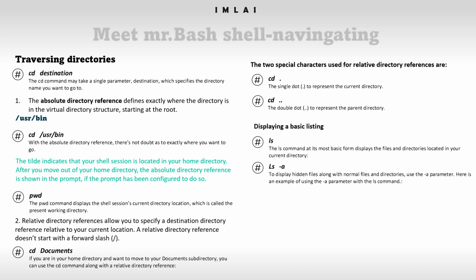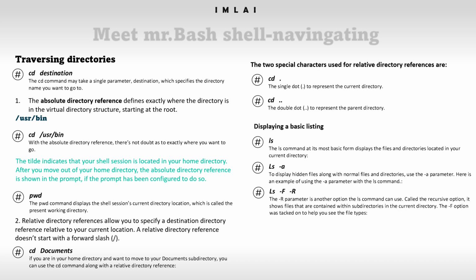Now the capital R parameter is another option that the ls command can use, called the recursive option. It shows files that are contained within subdirectories in the current directory. If you have lots of subdirectories, this can be quite a long listing. Here is a simple example of what the R parameter produces. The F option was tagged on to help you see the files.